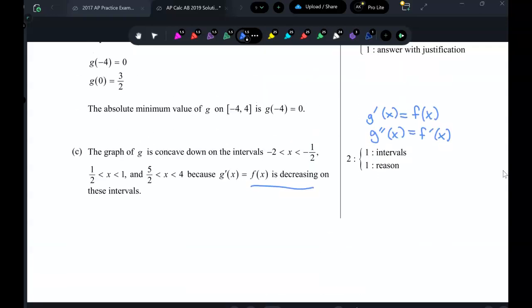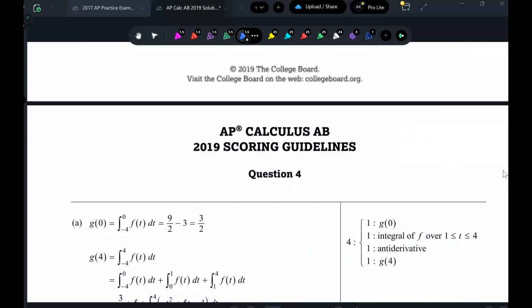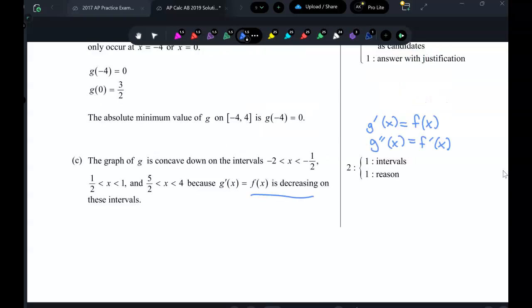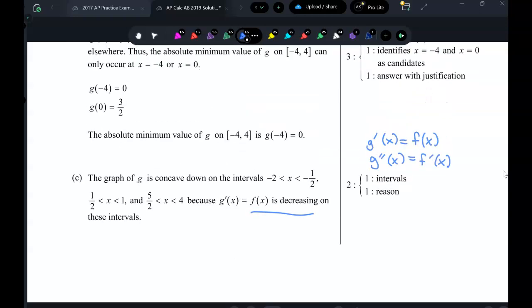What is the justification for g being concave down? It's where f of x is decreasing. I said when g is decreasing. Wait, hold on. I don't think I did my explanation right. All you have to say is where f of x is decreasing. I think you were overcomplicating things. What you have to do is look at what graph you were given. I was given the graph of f. So I have to say, how do I know? It's because where f is decreasing, because the second derivative of g is the first derivative of f.